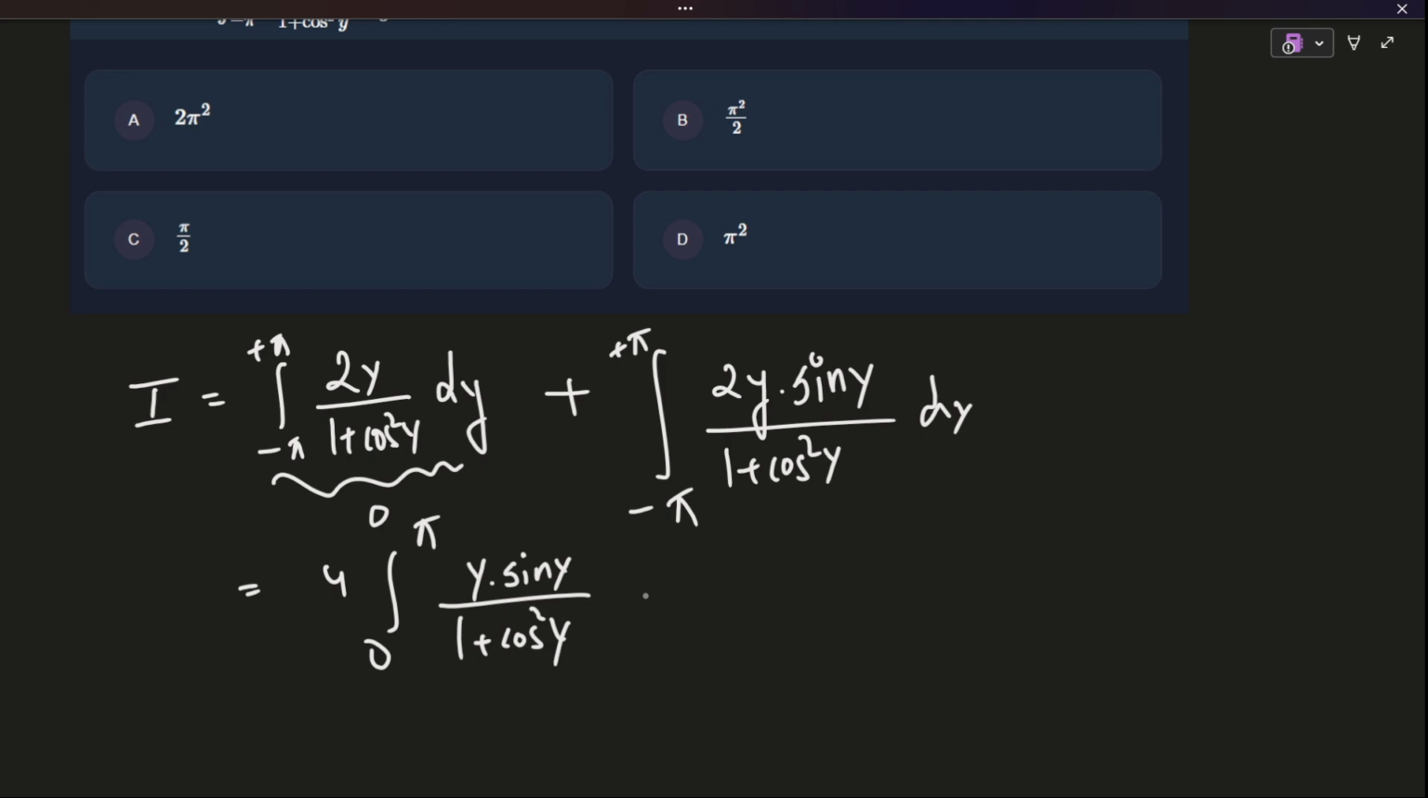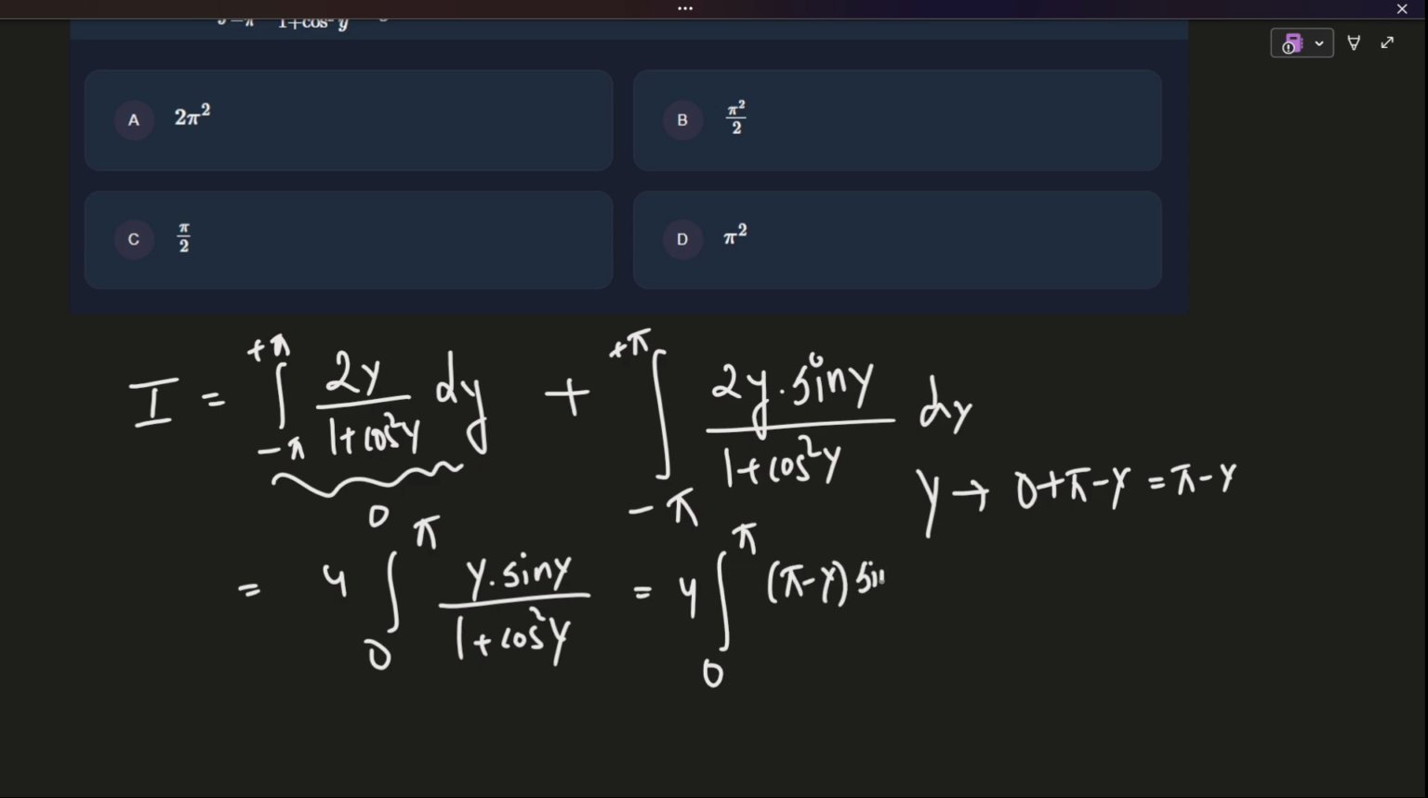Okay. Now apply King's property to this integral. What happens? You simply get 0 to pi, 4 will be there. y becomes pi minus y because King's property says y will be replaced by 0 plus pi minus y, which is pi minus y. You have to do this mentally. You have to be so comfortable that you would be doing it mentally. So this would become pi minus y.